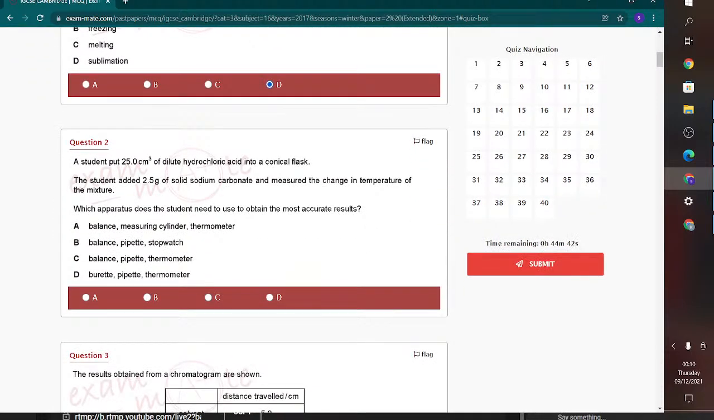A student put 25 cm³ of dilute hydrochloric acid into a conical flask. The student added 2.5 grams of solid sodium carbonate and measured the change in temperature of the mixture. To measure the change in temperature, we will need a thermometer. For 25 cm³ of hydrochloric acid, they have specifically mentioned 25, so we will need a pipette, and 2.5 grams of sodium carbonate needs a balance. So a balance, pipette and thermometer.